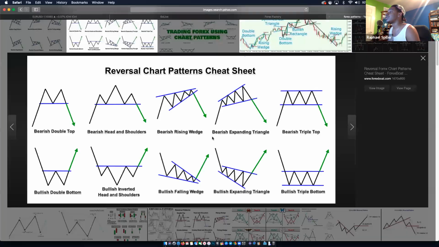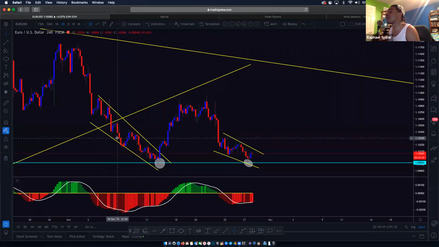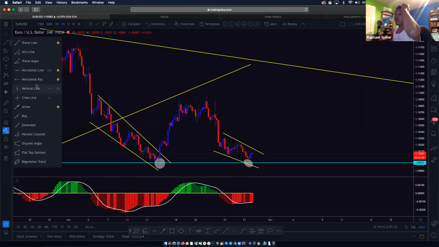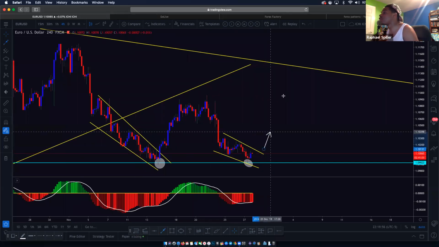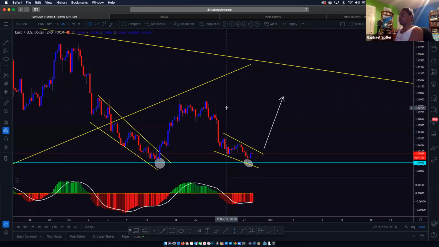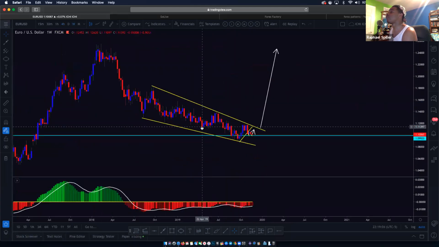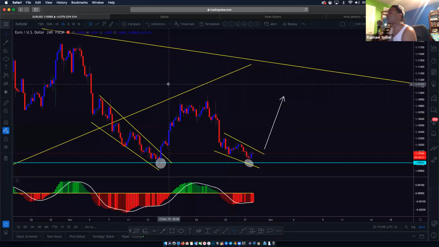Literally, look at this. Bullish falling wedge. We're literally looking at this right now. It's forming the exact same pattern, which means long term, we should be getting some form of up move. This exact same pattern is the same pattern on the weekly. I really want you guys to pay attention to what we are looking at right now.